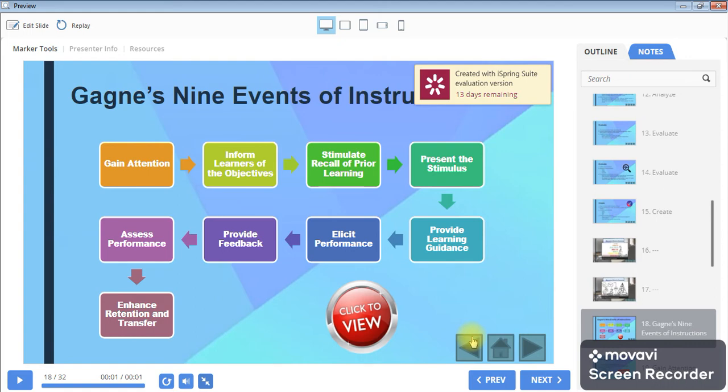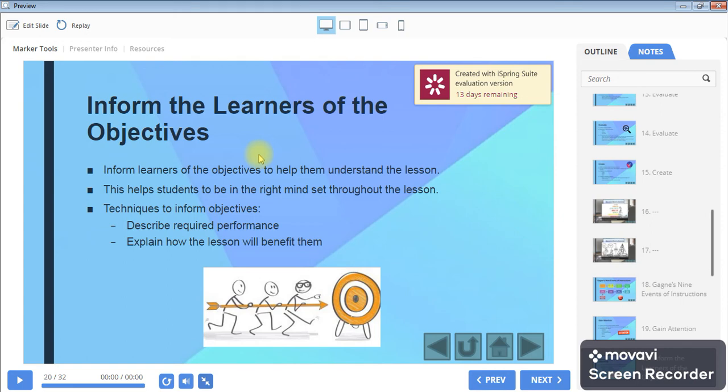I'll continue with the second event from Gagne's 9 events. So the second event is inform the learner of the objectives. Here the teacher will inform the learners of the objectives to help the students understand the lesson. This helps the students to be in their right mindset throughout the lesson. Techniques to inform objectives would be, you describe the required performance, you tell them what is expected of them, and explain how the lesson will benefit them in future. Then I'll go back to the figure.